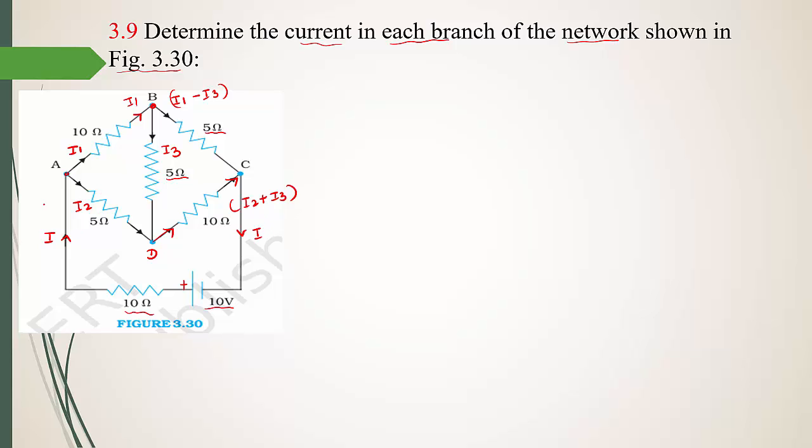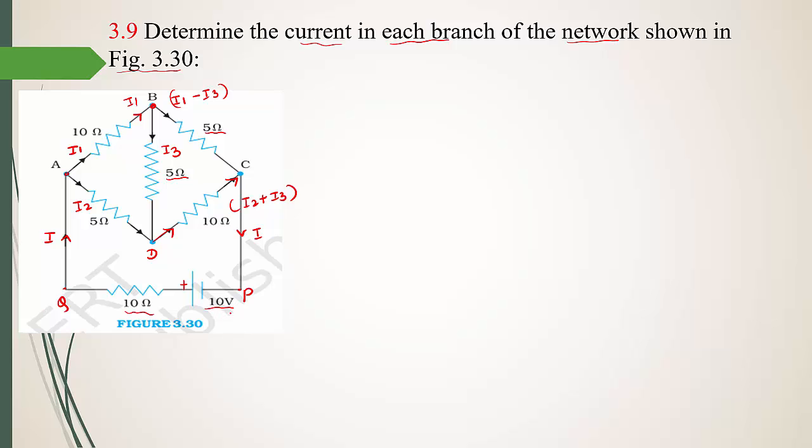I. I is divided as I1 and I2. I1 minus I3, the remaining amount of current, is flowing through B to C. I2 plus I3 amount of current is flowing through D to C. Right? So these terminals, let us take it as P and this is Q. Now I am going to apply Kirchhoff loop rule.